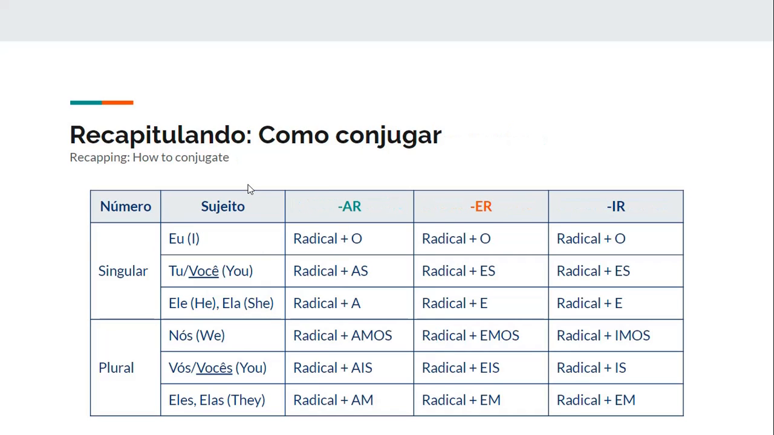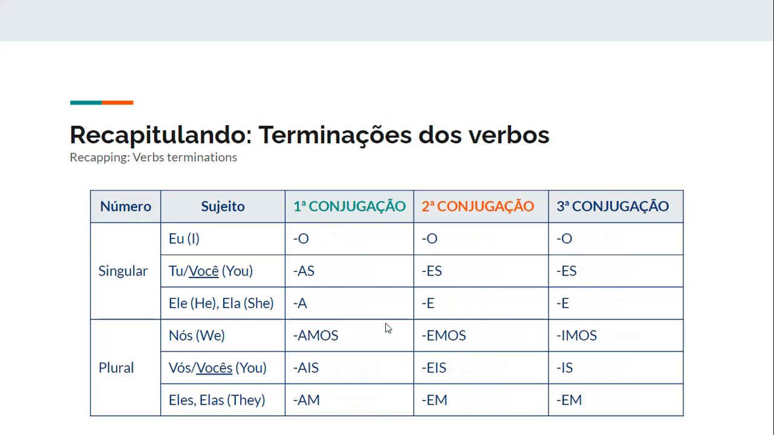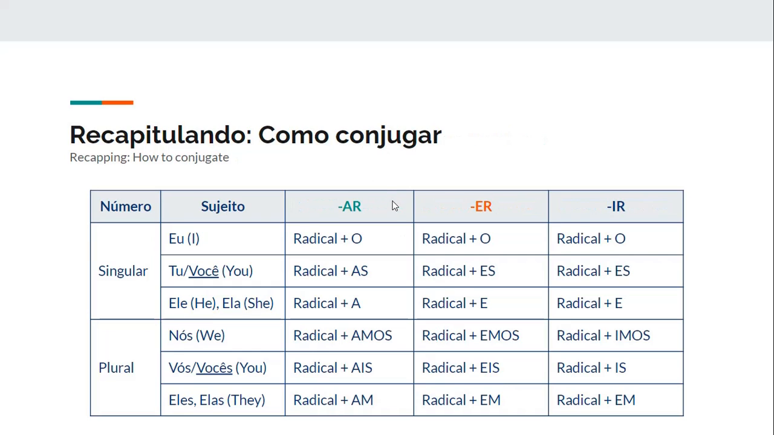And how to conjugate? So basically, based on the termination of the infinitive verb, AR, ER, and IR, to conjugate, we would basically put the radical of the verb, so radical, and also a termination from this slide, and that's it. So remember that radical is the infinitive form of the verb minus the termination. So basically, the termination would be this thing.